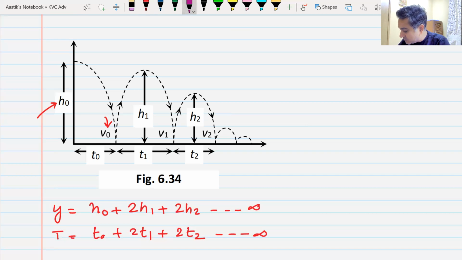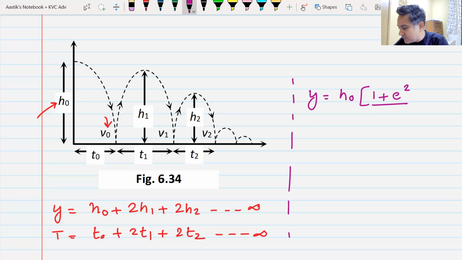The total distance it travels, when we find out the sum of this infinite series, it will come like this: H naught into 1 plus e square divided by 1 minus e square. Remember this result.